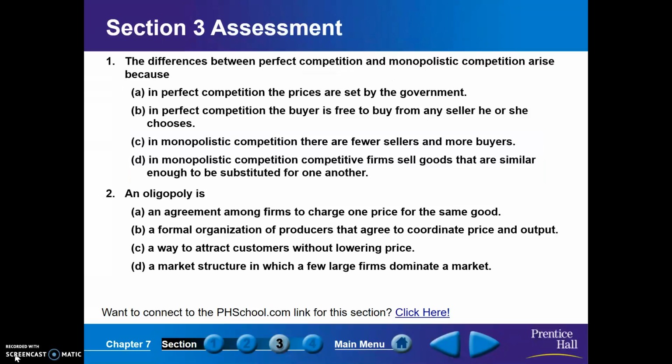All right, so the difference between perfect competition and monopolistic competition arises because what? All right, you should have got D in this one, okay? In monopolistic competition, competitive firms sell goods that are similar enough to be substituted for one another. So don't get that confused with monopoly. Monopoly is one single seller. There's no substitutes. Monopolistic is very similar products. However, they are a little different. They're not identical. And an oligopoly is a market structure in which a few firms, large firms, dominate a market, which is D.